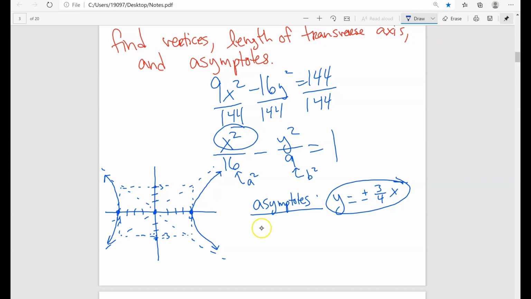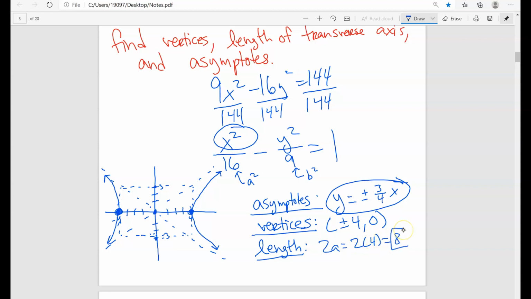Then, what else do we want to find? We want to find the vertices. If we want to find the vertices, that's pretty basic. You can see that that's just going to be 4, 0, and negative 4, 0. So you can write plus or minus 4, comma 0 if you want. Then you want to find the length of the transverse axis. Notice that that's just going to be 2 times a. A in this case was 4, so it's 2 times 4, which gives me 8.